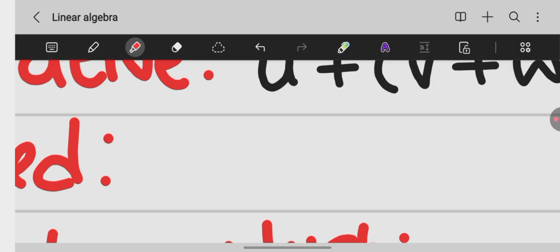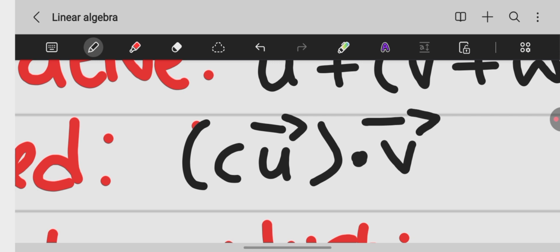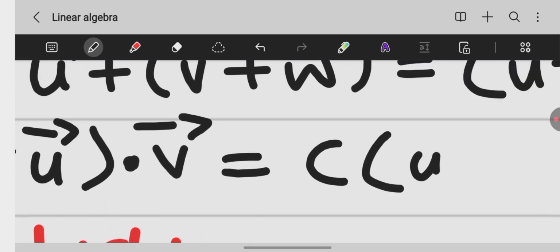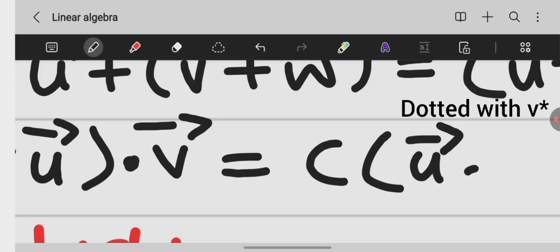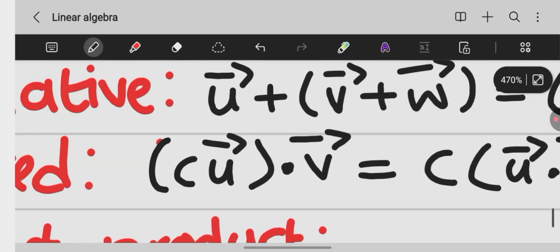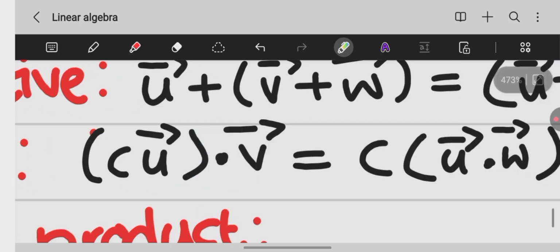So this basically means if you have scalar c times the vector u, dotted with v, this side you would get, let's say, c times the vector u dotted with w. Okay, let's talk about what the resultant of the two would give you. So if you have a scalar, c is a constant, multiplied to another vector, it would give you a vector as your resultant. And if you dot this vector with another vector, you're getting a constant, right?